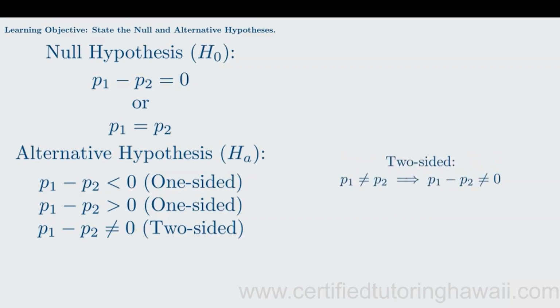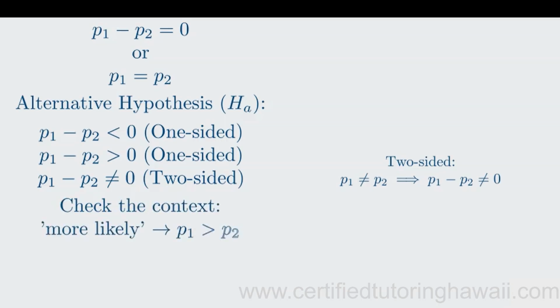If we have no specific direction in mind and just want to know if they are different, we use the not equal to sign for a two-sided test. Always make sure your alternative hypothesis matches the question being asked in the problem. If the problem asks if Group A is more likely than Group B, you are looking for a one-sided greater than test.